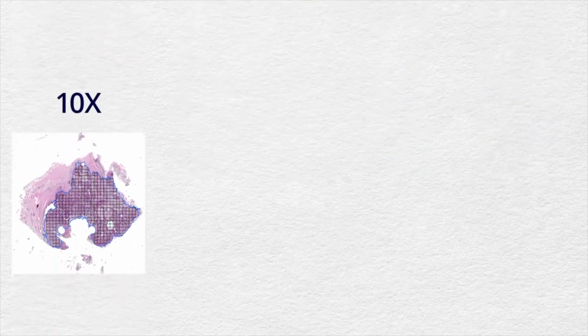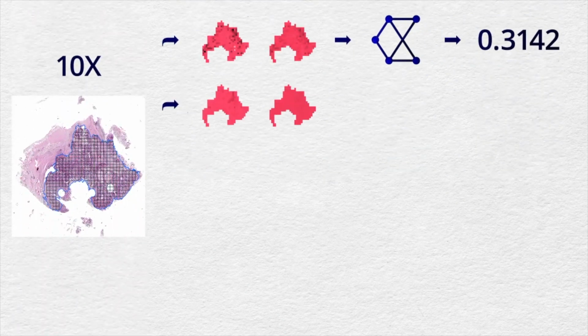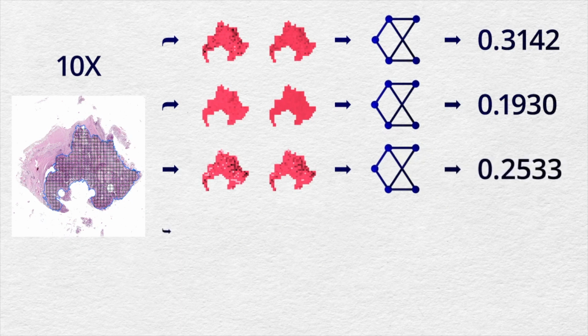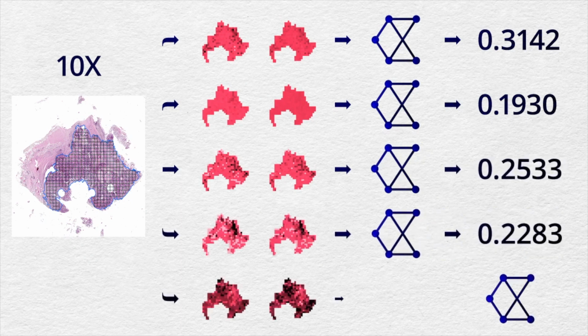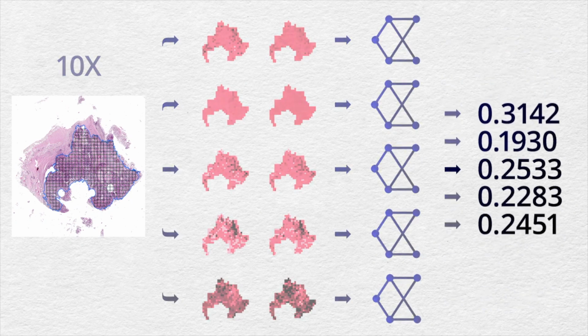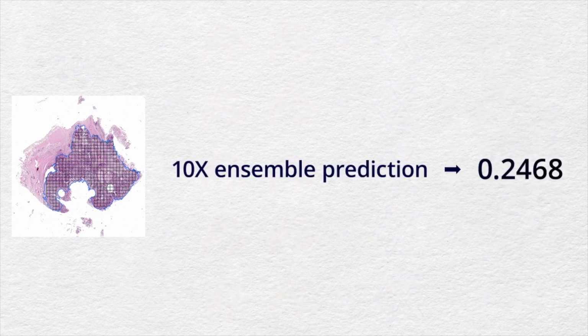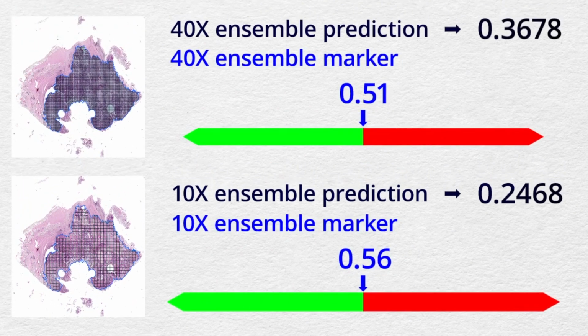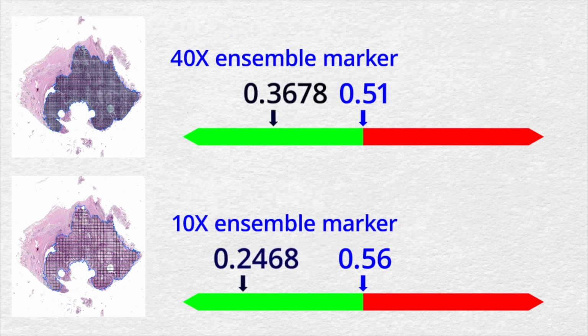To calculate the ensemble prediction for 10x, we retile the delineated area at 10x magnification and repeat the process with 5 different models. This is the final ensemble prediction for 10x resolution. A threshold value determined by evaluation during training is used as an ensemble marker to predict either good or poor prognosis. We compare the probability predictions of both resolutions to the respective ensemble marker.